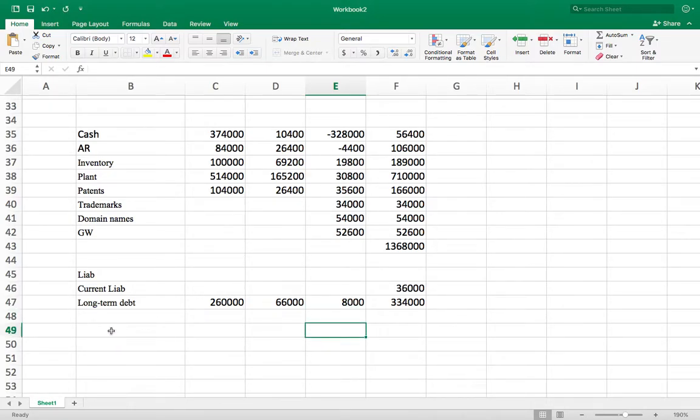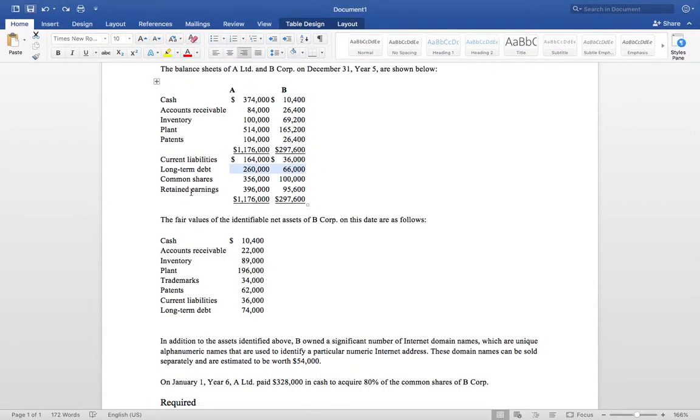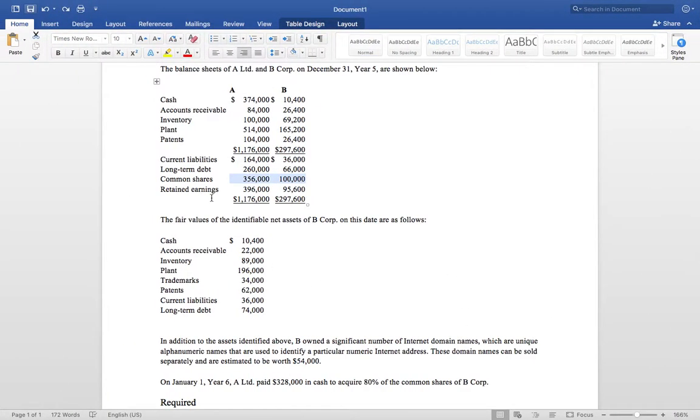Next we have common shares. Common shares, we only take the common shares of company A. We don't take the common shares of company B. Common shares are 356,000. Then we have the retained earnings. We only take it for company A, not company B. Retained earnings 396.